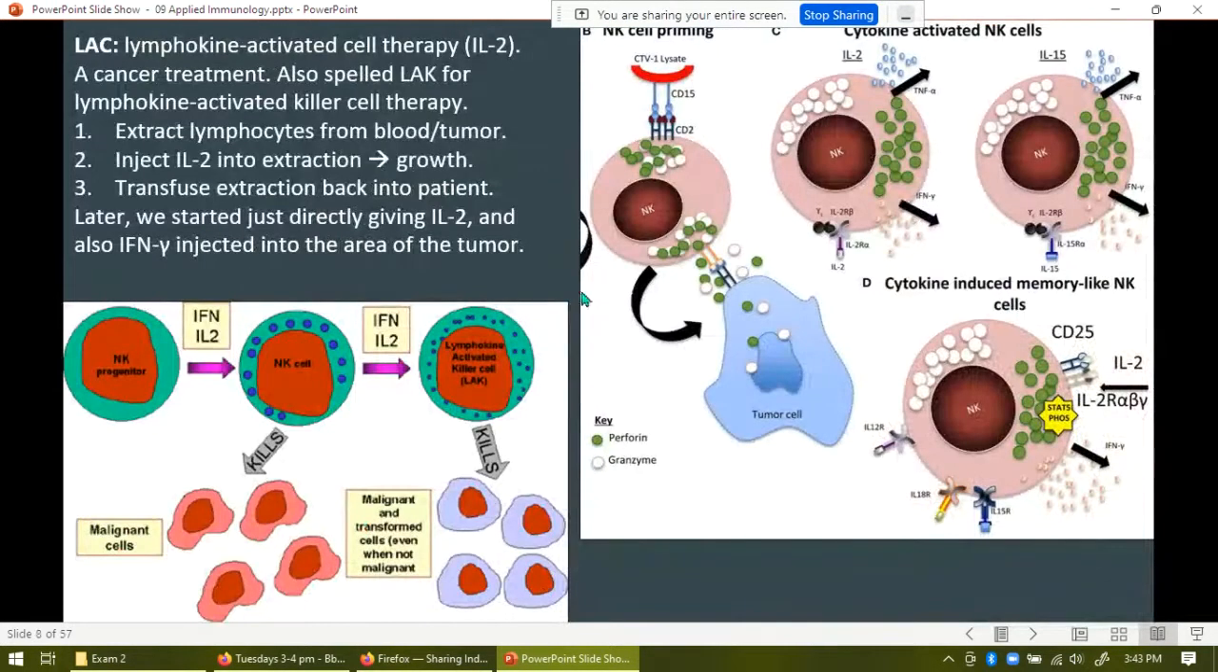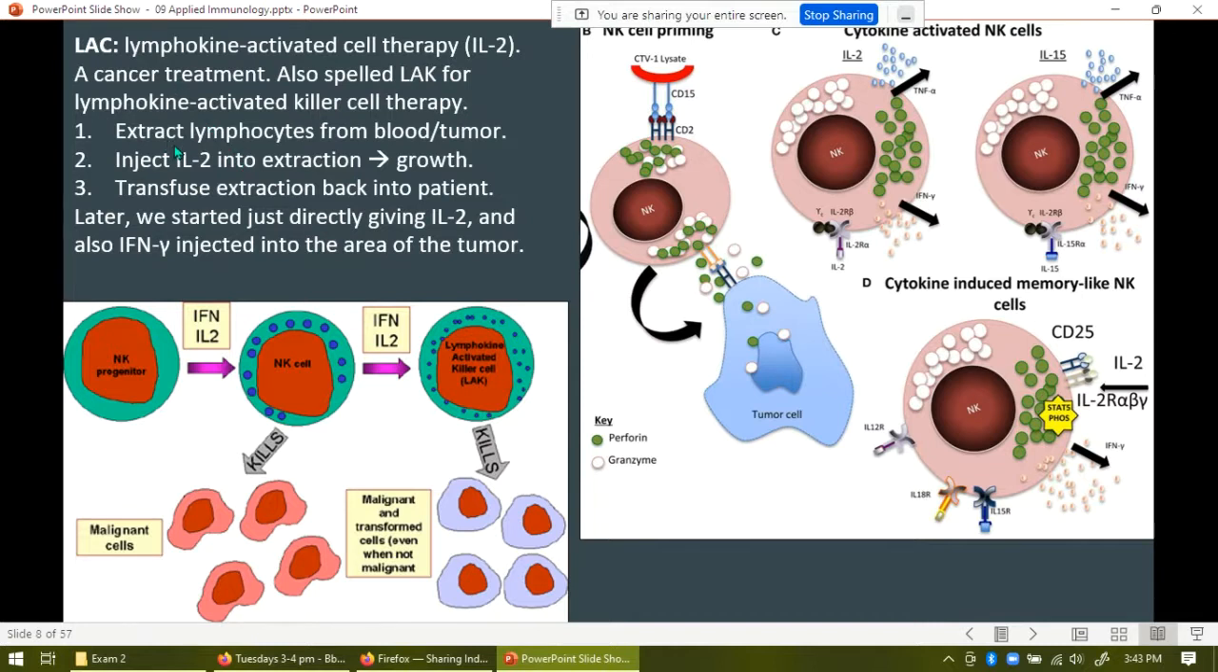Okay. And then here is a therapeutic approach that was sort of an early thing that they tried. This is one of the earliest things that was used for like cancer immunotherapy and stuff way back when. Lymphokine activated cell therapy, or LAC. In most cases, they used IL-2, and it was used for cancer treatment.